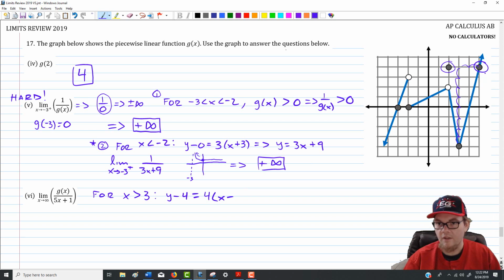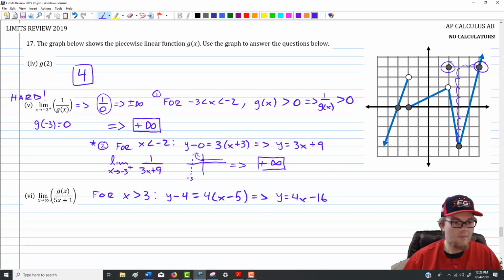Lots of different ways to write the equation of a line, by the way. Your call which one you want to use. So with that one over there, that's at x equals 5. So from here, that means our equation is going to be 4x minus 20 plus 4, which is minus 16. And that basically adds up. We should have a 0 at 4. Looks good. So given that, what we're trying to evaluate is the limit as x approaches infinity of 4x minus 16 over 5x plus 1.